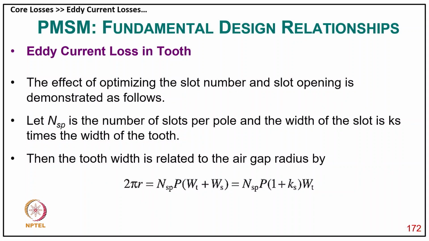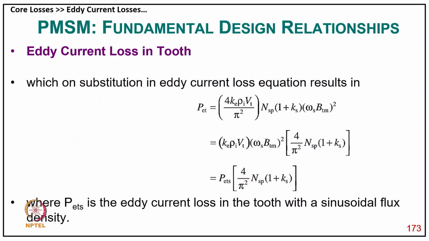So, the effect of optimizing the slot number and slot opening is demonstrated as follows. Let Nsp be the number of slots per pole and the width of the slot is Ks times the width of the teeth, and then the tooth width is related to the air gap radius, that is 2 pi r equal to Nsp P (Wt plus Ws) equal to Nsp P (1 plus Ks) Wt, which on substituting in the eddy current loss equation results in P_et equal to 4 Ke rho l Vt upon pi square Nsp (1 plus Ks) Ws Btm square, or K_pts equal to 1 upon [4 upon pi square Nsp (1 plus Ks)].